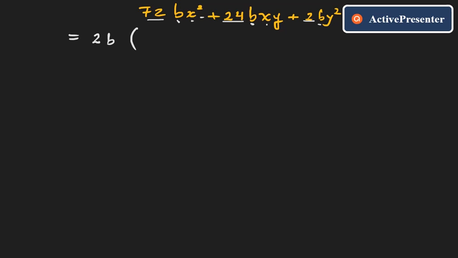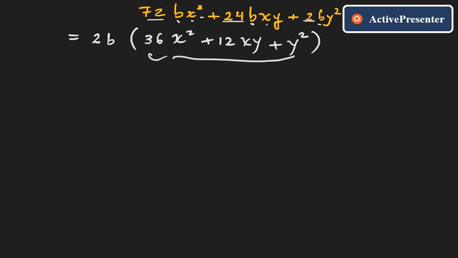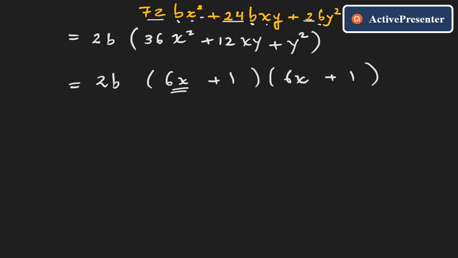So open parentheses, this should be 36x squared plus 12xy plus y squared. So we have this trinomial. Now try to factor it using the trial method. After using the trial method, we know that 6x multiplied by 6x is 36x squared. Now 1 multiplied by 1 is 1, but we are not interested in 1, we are interested in y, so here y and here y. Y multiplied by y is y squared.